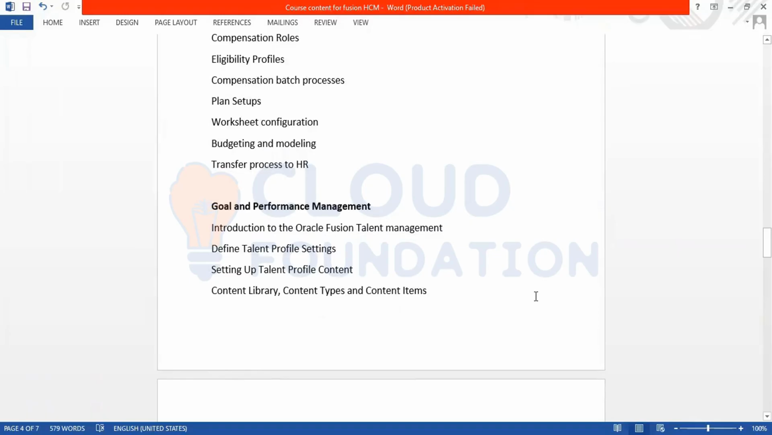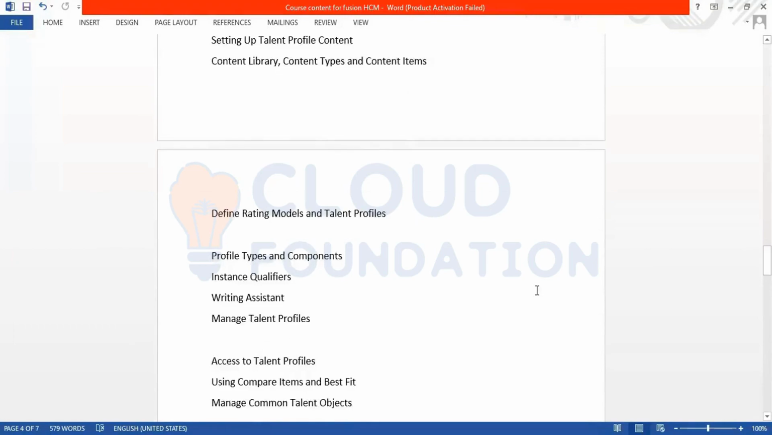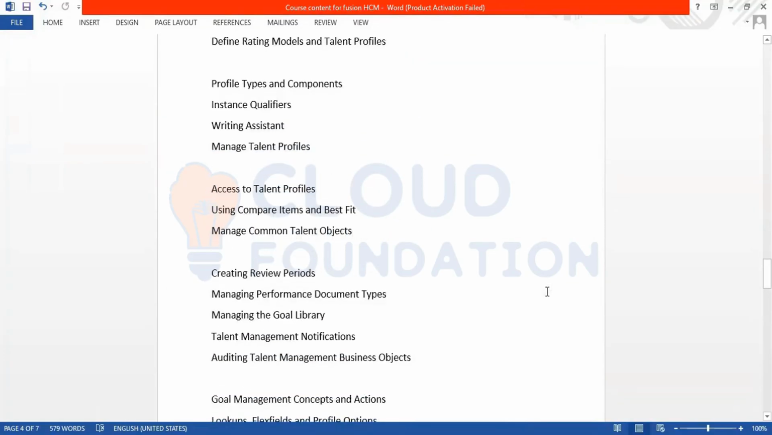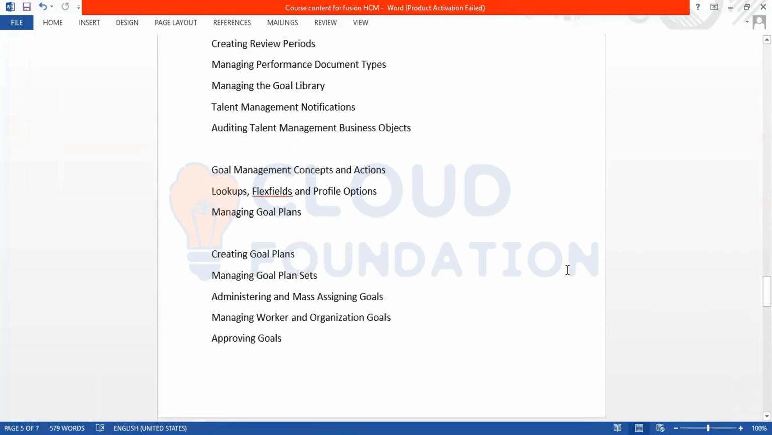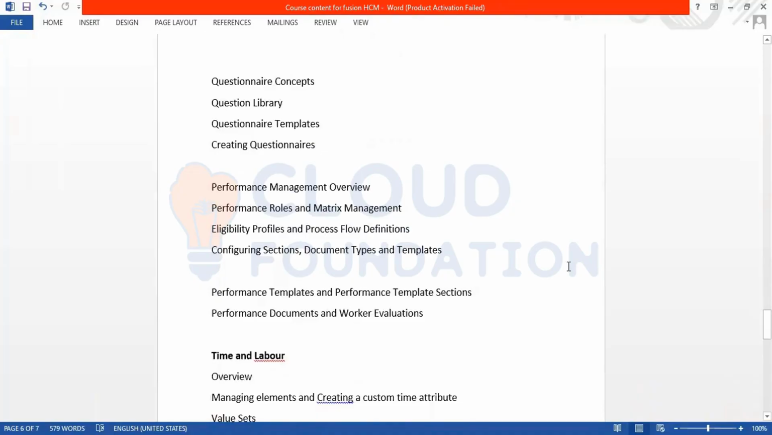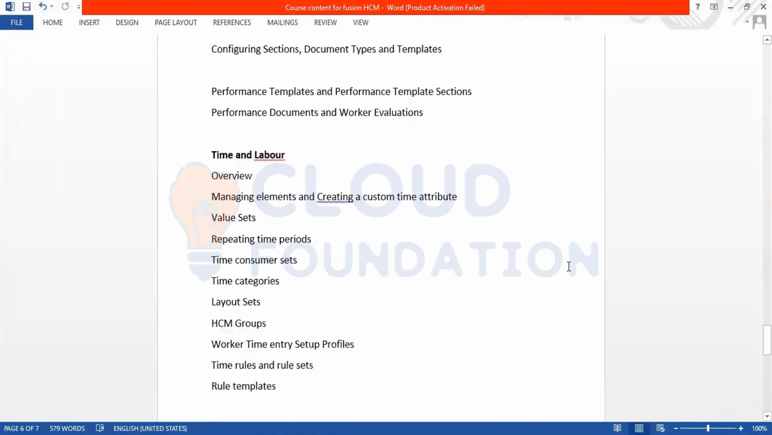Then we have goal and performance management. We have Fusion talent management. Content library. Content types, rating models, profile types, instance qualifiers, talent profiles. Review period, goal library, talent management. Goal management, goal plans, goal plan sets. And approving goals, questionnaires. Questionnaire templates, creating questionnaires. Performance management, performance templates, eligibility profiles, performance documents, work evaluations.